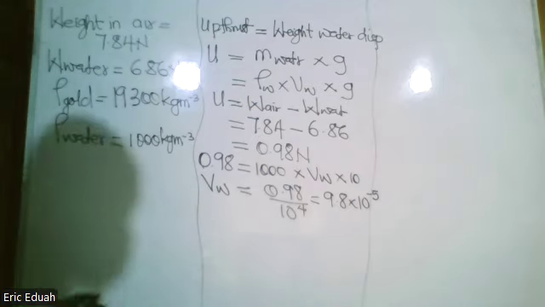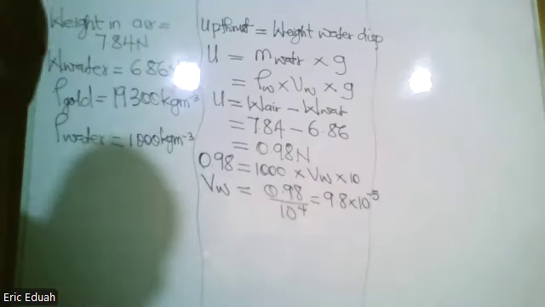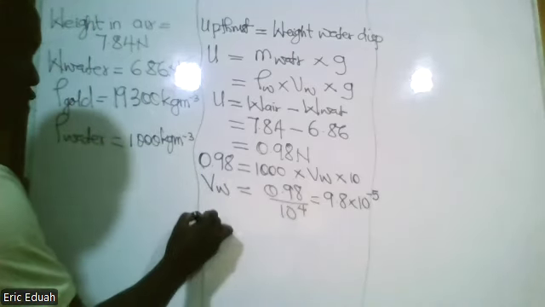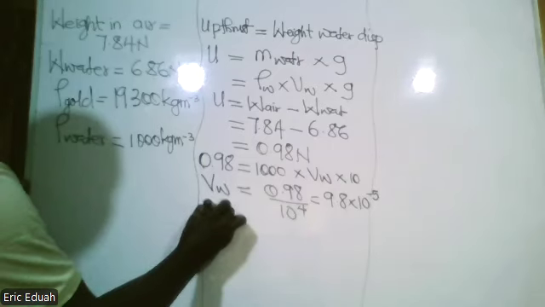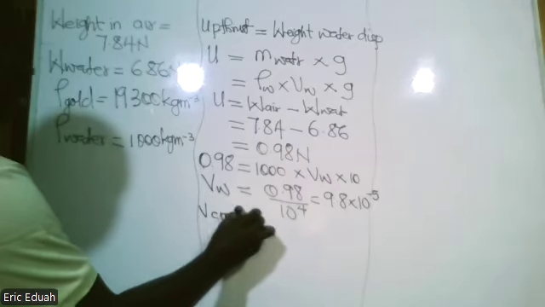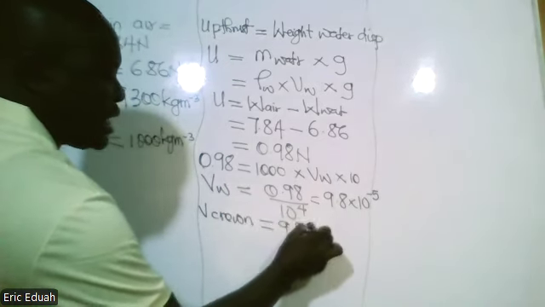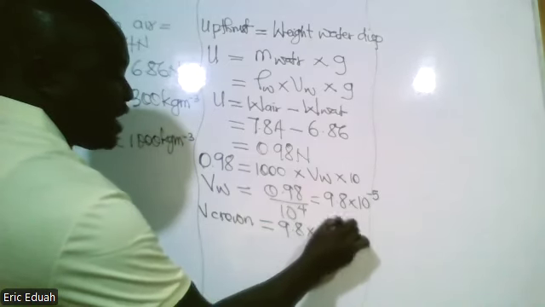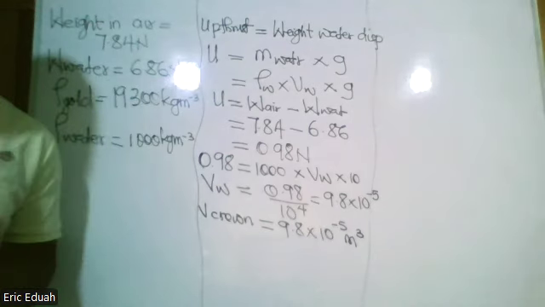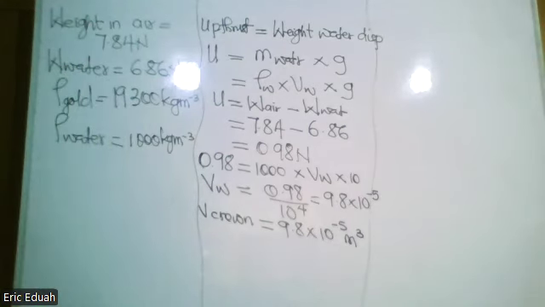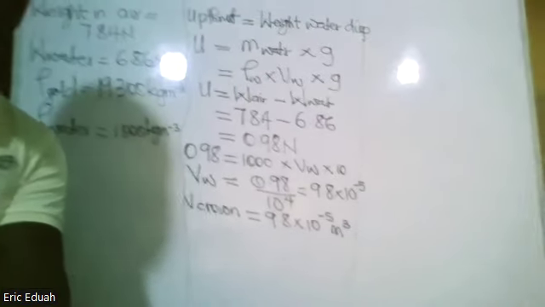And this is also equal to the crown is fully submerged. And so this value is equal to the volume of the crown. V of crown is therefore equal to 9.8 times 10 to the power negative 5 meter cube, because it is fully submerged in water. I hope this part is okay.